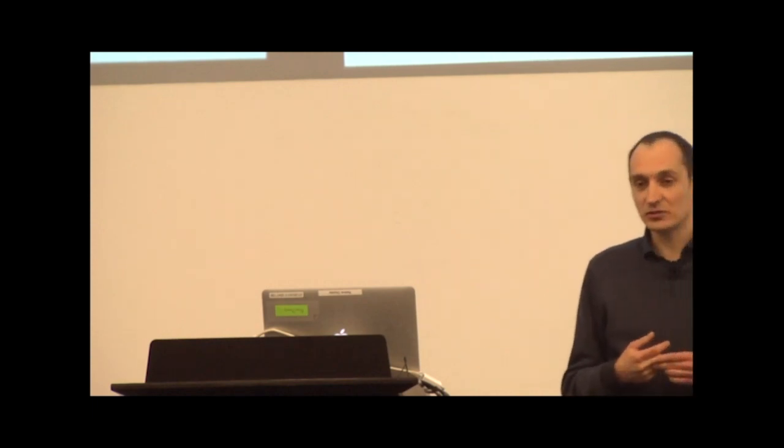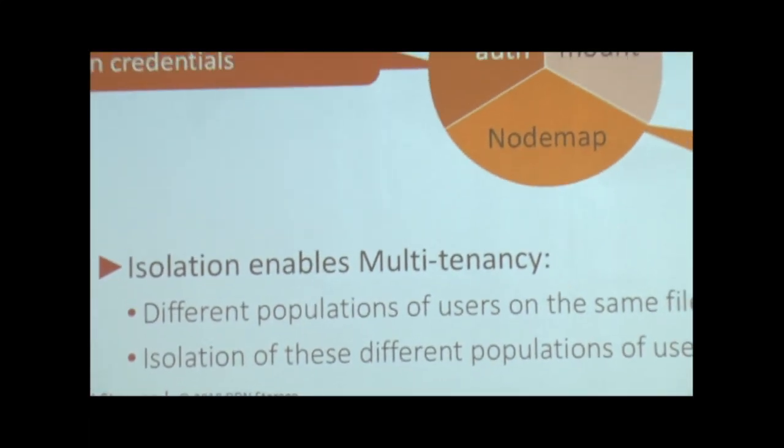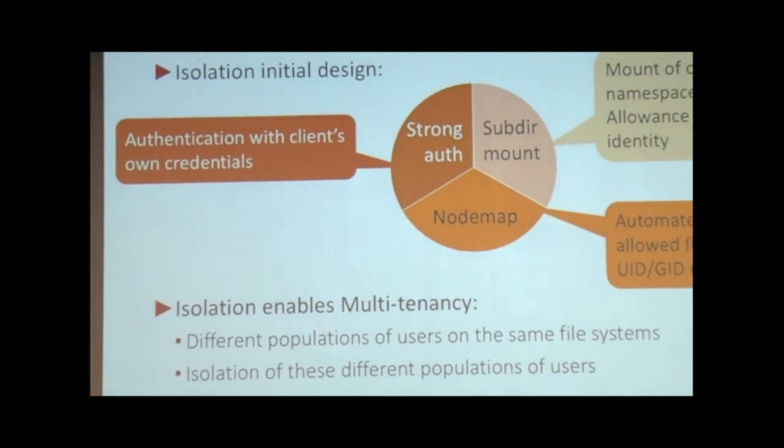So let's begin with the multi-tenancy concept. As we initially designed it, the isolation feature was thought as a combination of three main Lustre features. So we have strong authentication, subdirectory mount, and node map. So it means that we need a strong authentication because we want every Lustre client to authenticate with its own credentials. This is important because we want to make sure that the client's ID is really the one it claims to be.